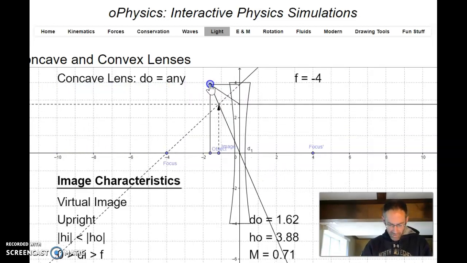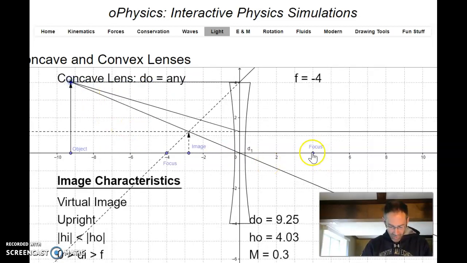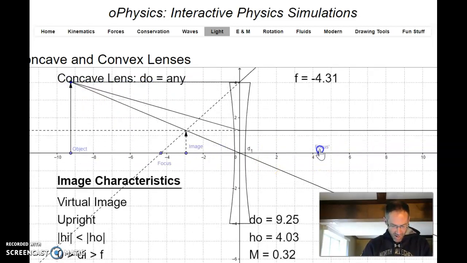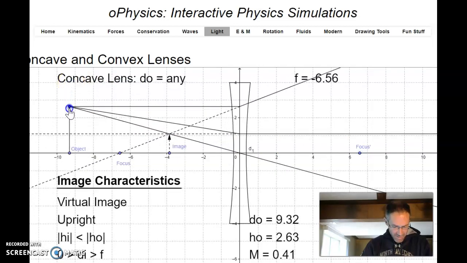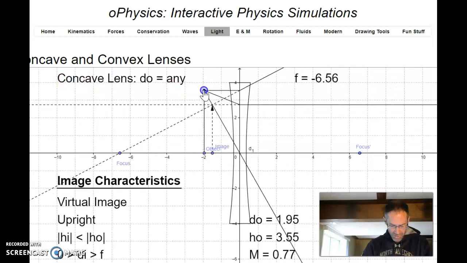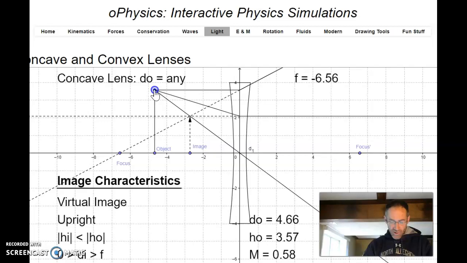No matter what I do, I can mess around with the focal point. I can mess around with the height of the image. I can mess around with the DO, but no matter what I do, I'm always getting a reduced image. It's always virtual, and it's always upright, and that's what this lens is always going to give you. So keep that in mind. That's what you're always looking for with an image on this kind of lens.